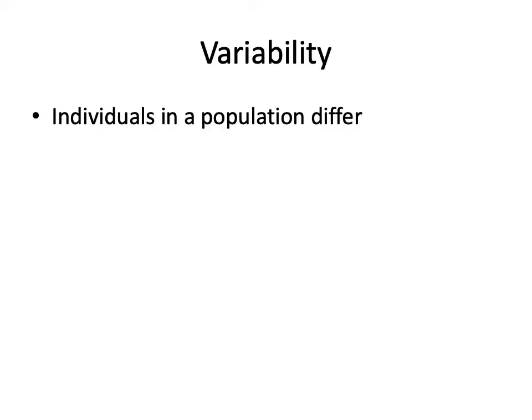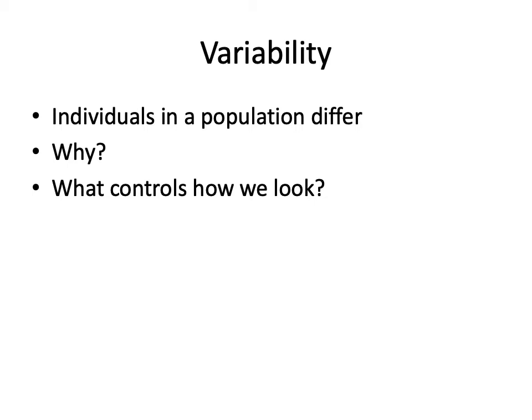And individuals and populations differ. Think about humans. We all look different from each other. We have different characteristics. Our physiologies differ. How we work internally differs from one person to the next. Why are we different from each other? What controls how we look? What controls our physiology, how we work? Our genes.